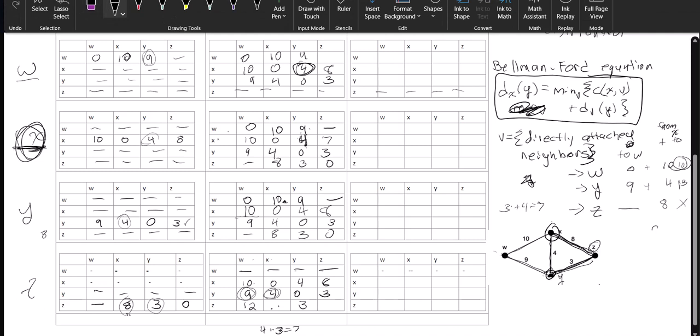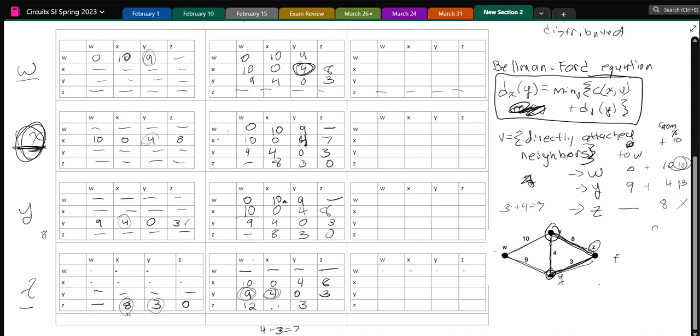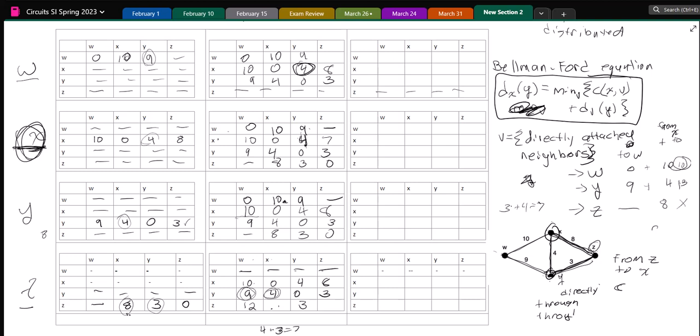Z column. So we're looking at the cost to get from Z to X. Now we can go directly there, and that would be our value that was in our original table, which is 8. And we can go through any of our direct neighbors. Now I'm at Z, so my only direct neighbor other than X is Y. I can't go through W because I'm not a direct neighbor. So through Y.